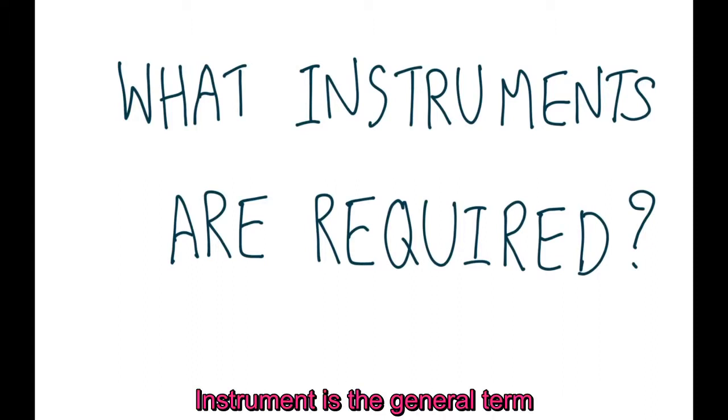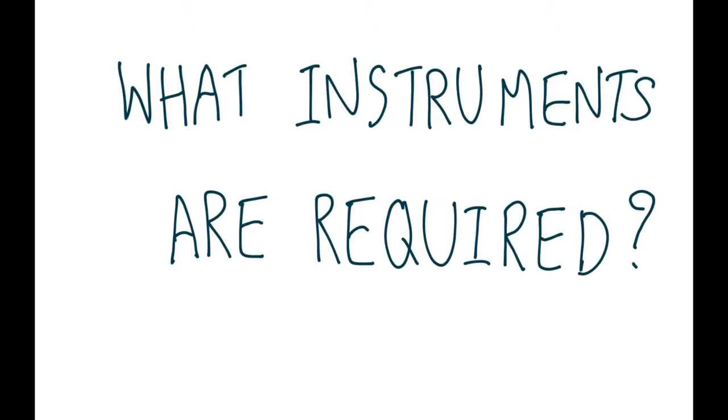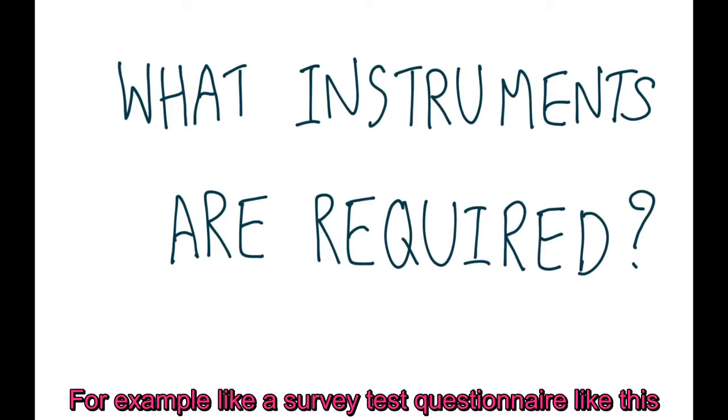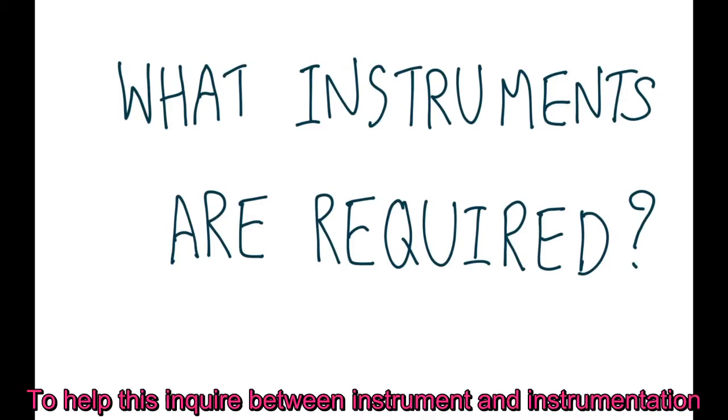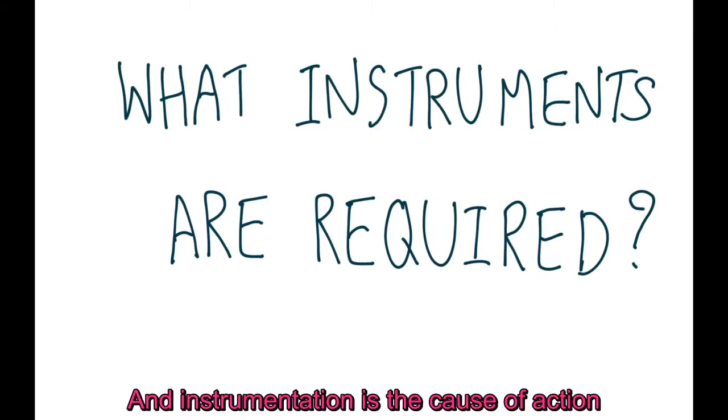Instrument is the general term that researchers use for a measurement device. For example, a survey, test, or questionnaire. To help distinguish between instrument and instrumentation, consider that the instrument is the device and instrumentation is the course of action.